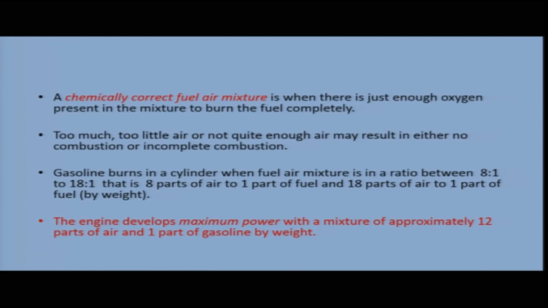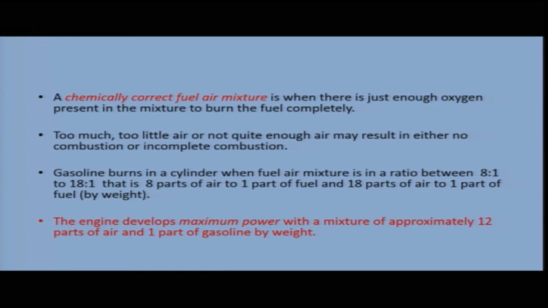This may result in either no combustion or incomplete combustion. Now, the fuel air mixture will burn in the cylinder only when the fuel air mixture is in a certain ratio range. Gasoline burns in a cylinder when the fuel air mixture is in a ratio between 8:1 to 18:1. So, only if the mixture is in the range of 8:1 to 18:1 will combustion take place. And we all know that these mixture ratios are expressed in weight.